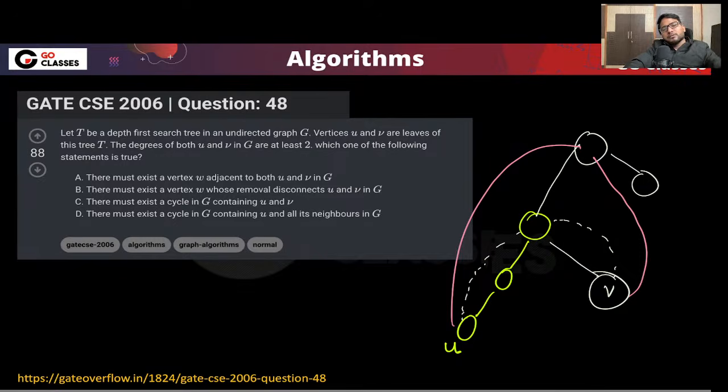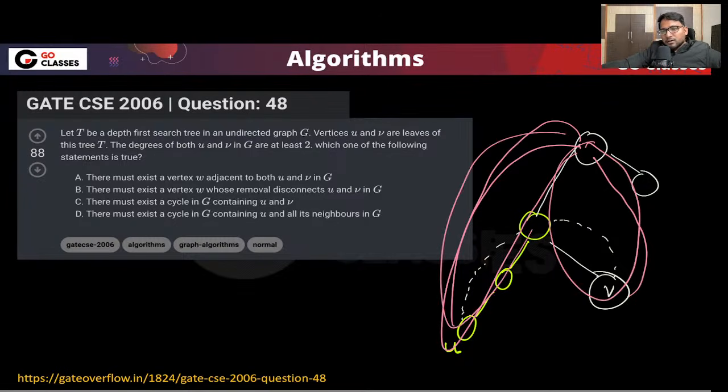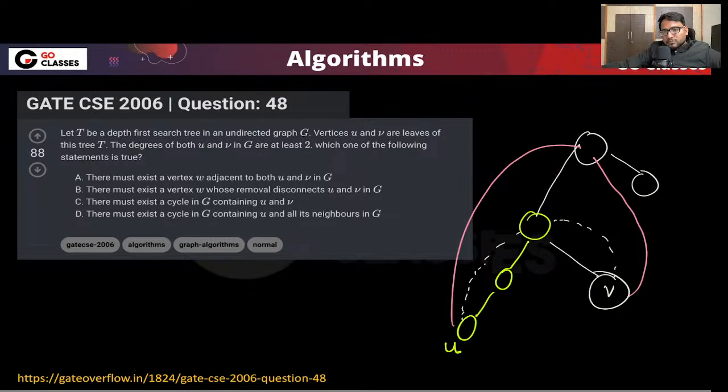See here. Is there a cycle containing U and V in G? I don't think there's a cycle which is containing U and V, right? See here, there's no cycle. This cycle is different and this cycle is different. So there exists a cycle in G containing U and all of its neighbors. Where U and V are the leaves of the tree, both of the degree, which of the following? See what they're saying. This is a little tricky question.